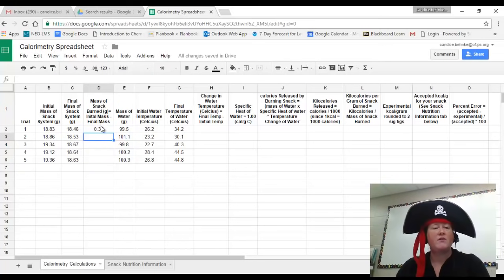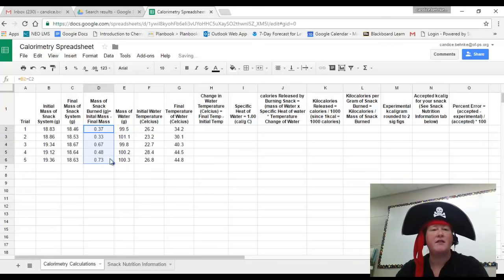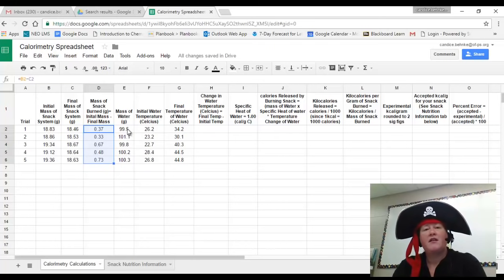So the mass was calculated, and now I only have to do that one time because once again, I can have all of those calculations done very quickly by clicking on that cell, hovering over the little square, and dragging it down, and I have just calculated all of the masses of the snack that burned away. Okay, so the mass of the water is not going to be part of a calculation.